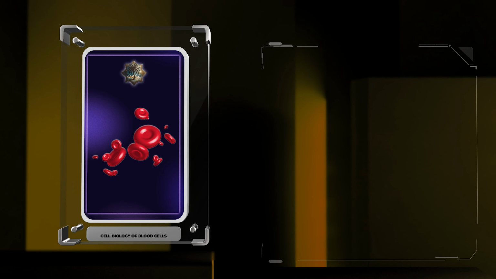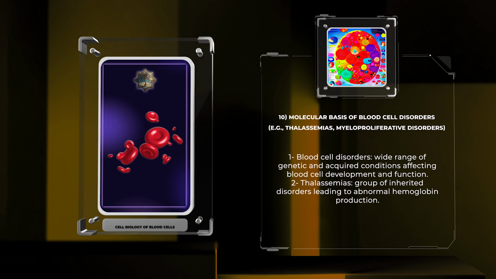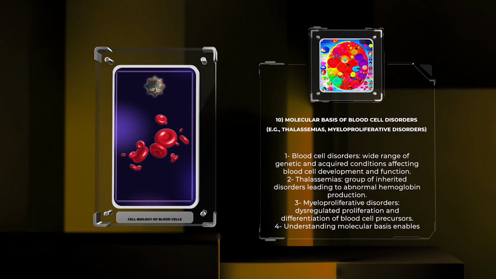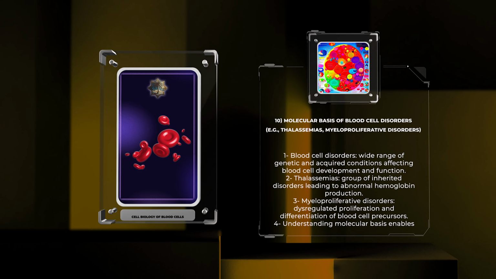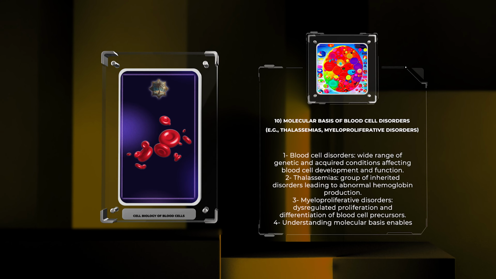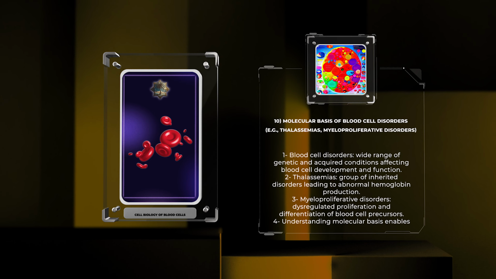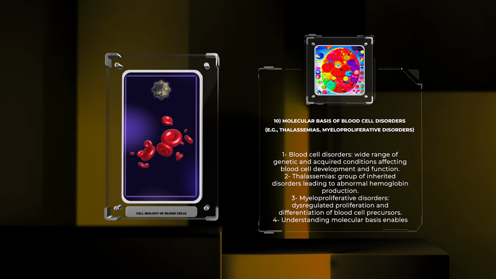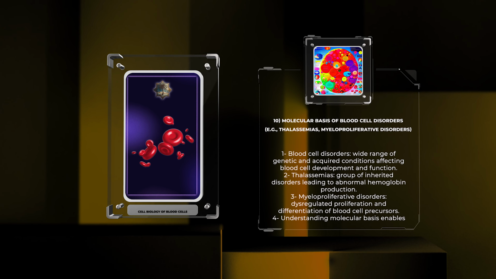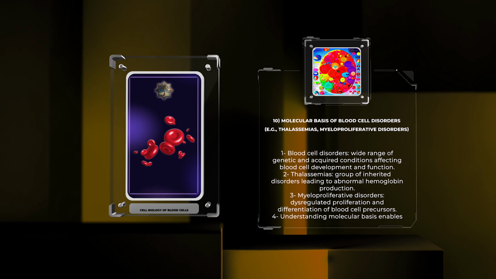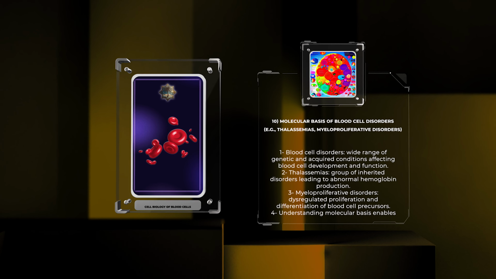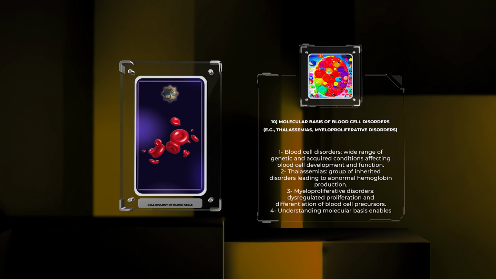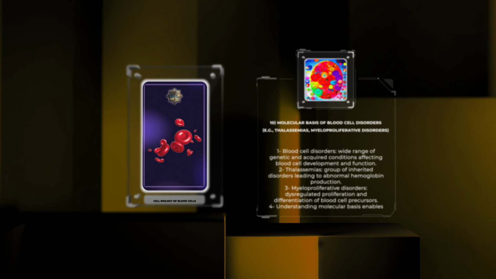Blood cell disorders encompass a wide range of genetic and acquired conditions affecting various aspects of blood cell development and function. Thalassemias, for example, are a group of inherited disorders characterized by abnormal hemoglobin production, leading to severe anemia. Myeloproliferative disorders result from dysregulated proliferation and differentiation of blood cell precursors, leading to abnormal cell counts and increased risk of transformation to leukemia. Understanding the molecular basis of these disorders enables the development of targeted therapies and improved diagnostics.